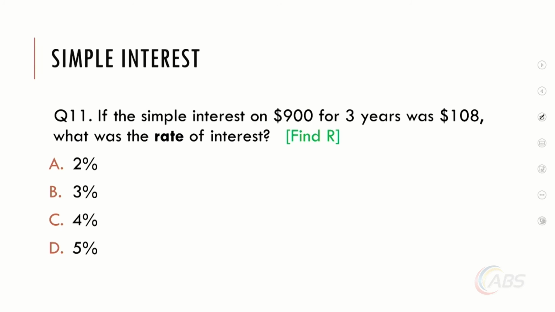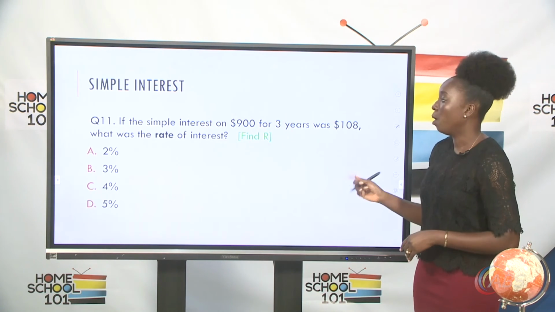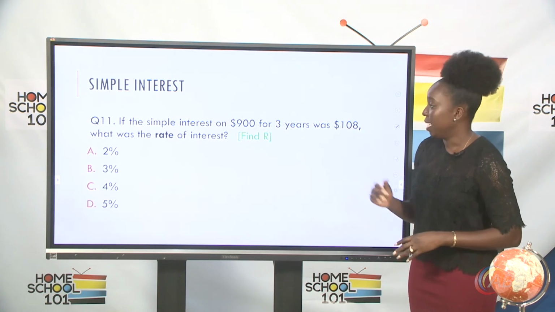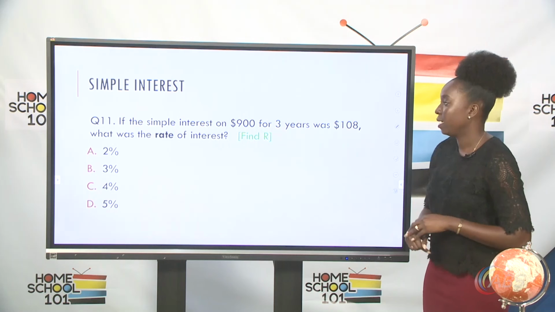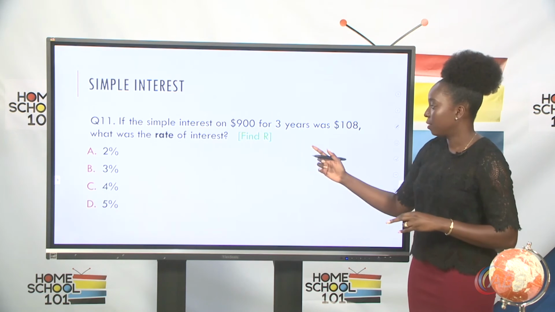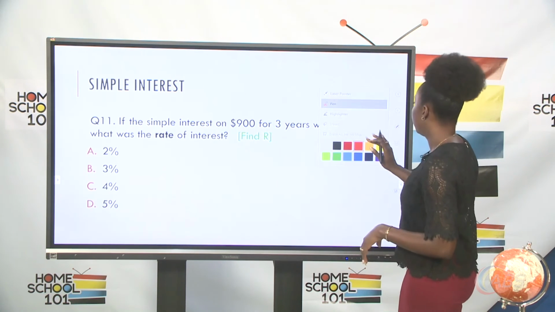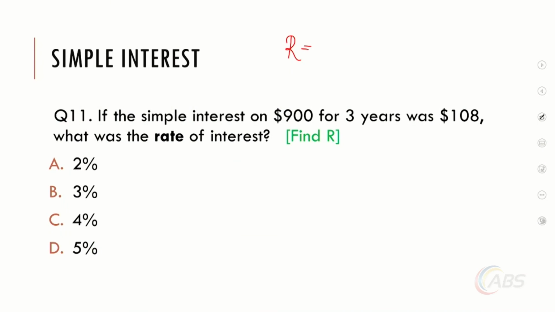So question 11, if the simple interest on $900 for 3 years was $108, what was the rate of interest? I'll read again. If the simple interest on $900 for 3 years was $108, what was the rate of interest? Okay, so unlike the others, this time we're asked to find the rate. So let's just remember the rate formula. And the rate formula says I times 100 over principal times time.